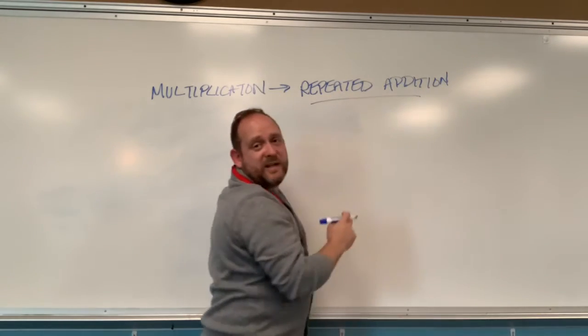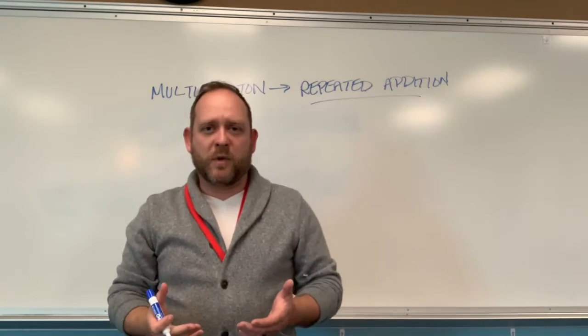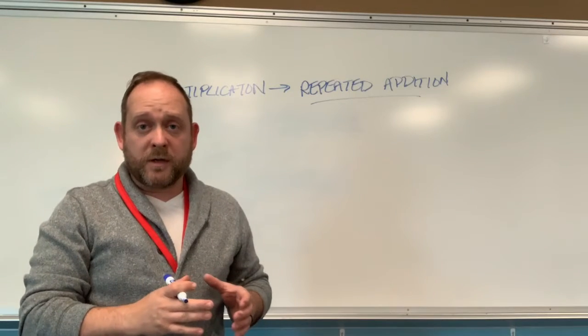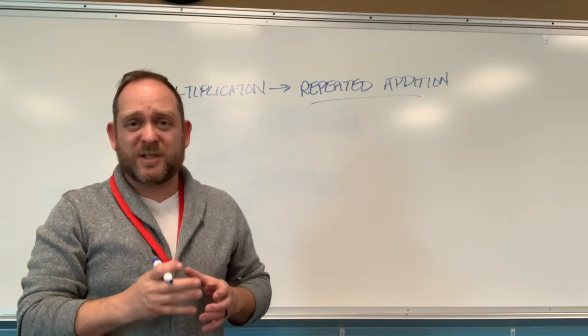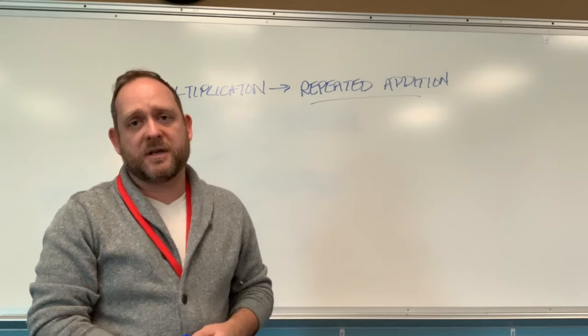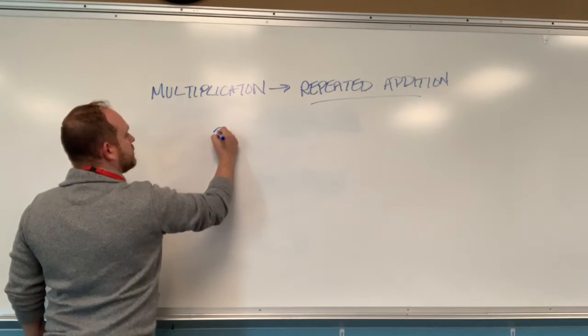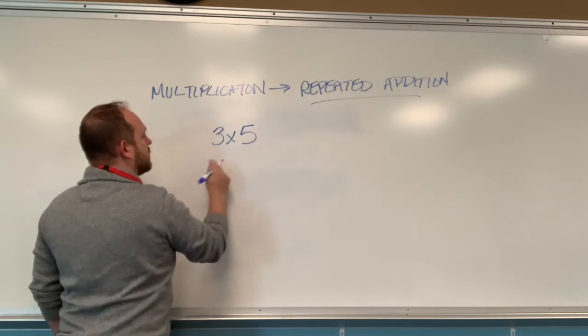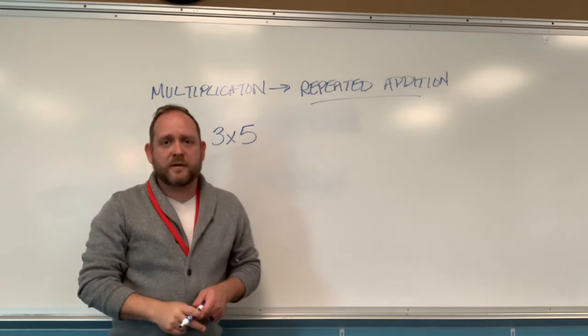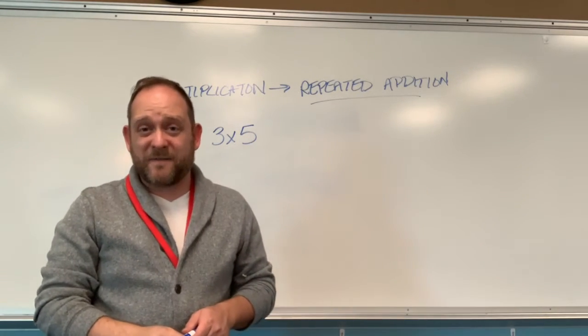We call it repeated addition because actually all we're doing when we're multiplying is taking a number and adding it to itself a bunch of times. So like if we were to do 3 times 5. 3 and 5 are both known as factors.